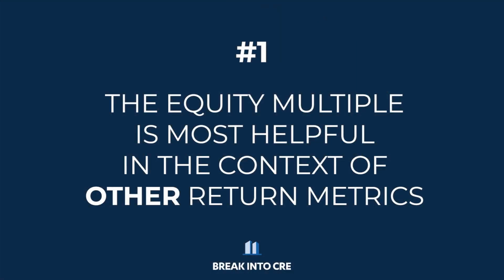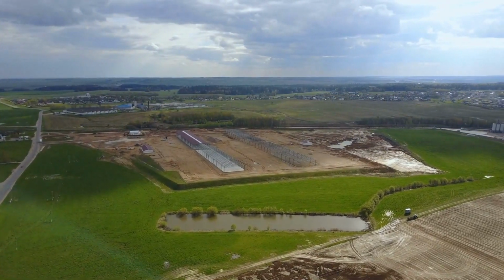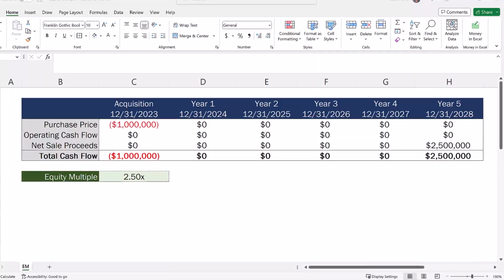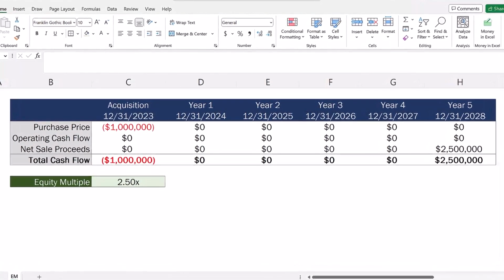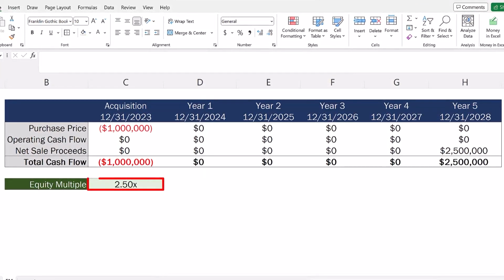And the first thing to note about the equity multiple is that because this measures the total multiple on invested capital over the entire life of a deal, this metric is really only helpful in the context of other return metrics. So for example, you might invest in a covered land deal that produces just enough cash flow each year to break even over 5 years, buying the land for $1 million in cash and then selling that land for $2.5 million at the end of 5 years, which would result in a 2.5x equity multiple.